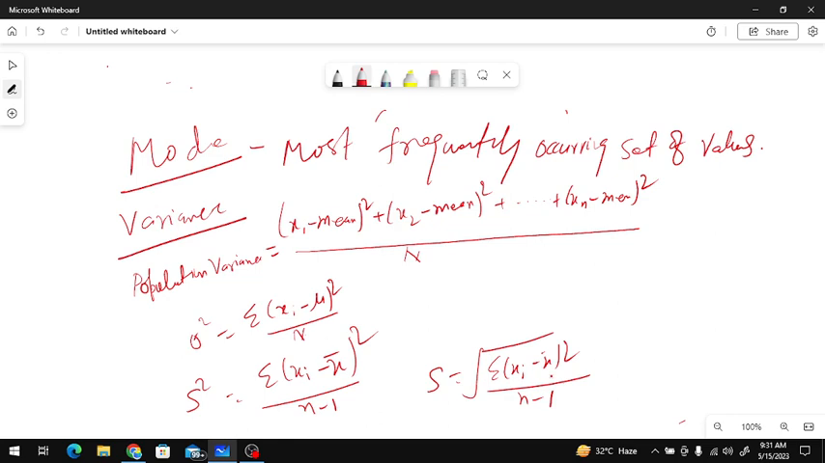So I hope we will try to understand. Next time we will describe how to get this standard deviation and I will also try to describe the normal distribution. Thank you for today.